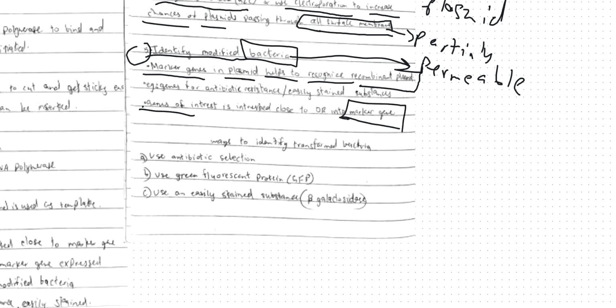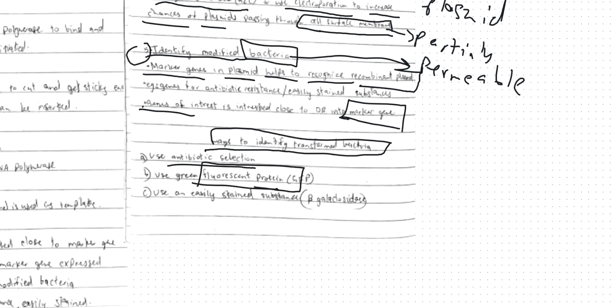And you can use a number of different ways to identify transformed bacteria. You can use antibiotic selection. You can use fluorescent proteins, so insert fluorescent proteins into the recombinant bacteria. So when you place the bacteria under UV light, the bacteria would fluoresce, or glow. Or you can use any easily stained substance and attach it to the bacteria, for example, beta galactosidase. And these are the three ways you can identify transformed bacteria.